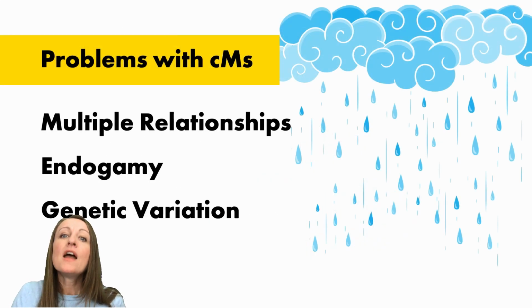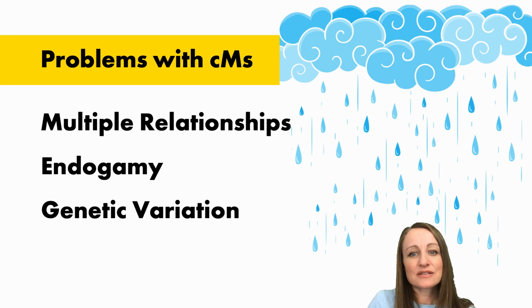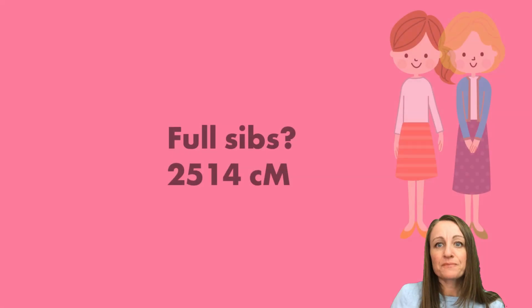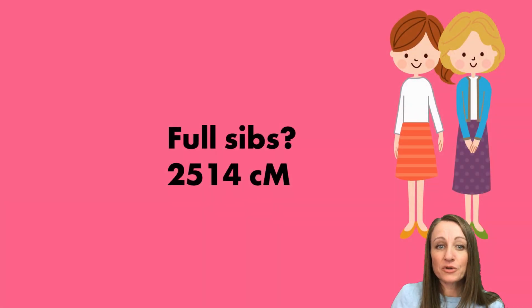So, problems with centimorgans. A centimorgan can be helpful, but there are some situations in your family history which occur relatively often that are going to cause us some trouble with the way we use a centimorgan. Those three situations are multiple relationships, endogamy, and genetic variation. So let's go through each of those in turn. First of all, we're going to talk about multiple relationships.